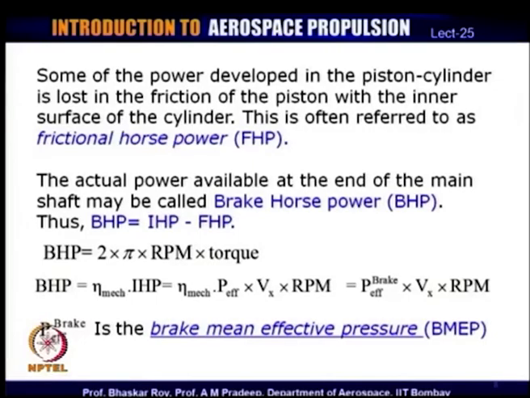So, the actual power available at the end of the shaft may then be called the brake horsepower or BHP, and this is of course IHP minus FHP, which we call the frictional horsepower. Now, the BHP can be written in terms of twice pi into RPM into the torque that is produced.